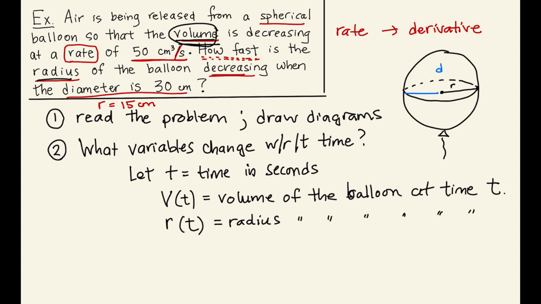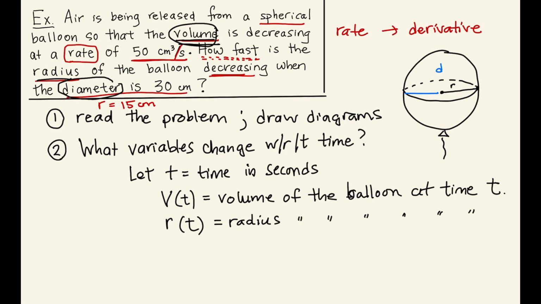We could also add the diameter here since it is mentioned, but the diameter is just going to be twice the radius. We could also look for many other types of quantities, such as the surface area, things like that. But those don't seem to be relevant to the problem. So for now, I'm going to leave them out and add them later if we need them.